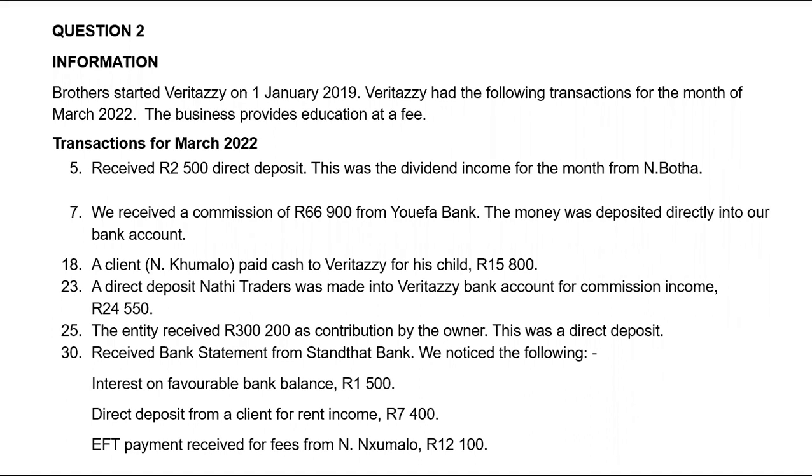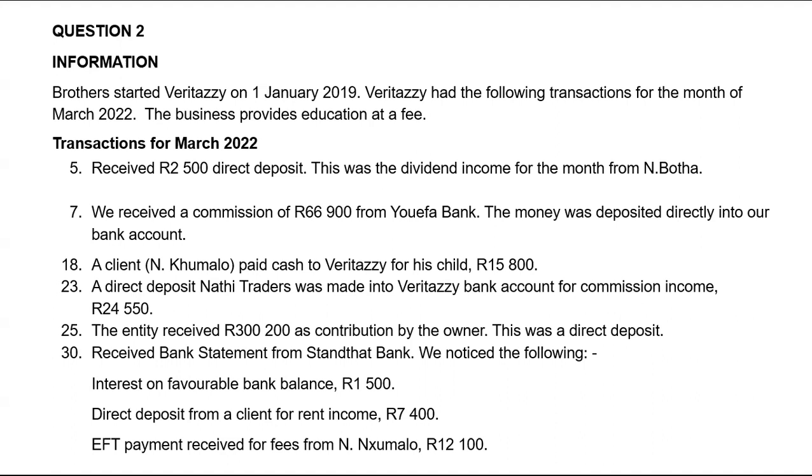Now let us look at question 2. We are told that brothers started Veritas on the 1st of January 2019. Veritas had the following transactions for the month of March 2022. The business provides education at a fee. So basically, whatever educational services they offer, they will charge a fee for that. And remember, a fee is fee income, or the other name for fee income will be current income.